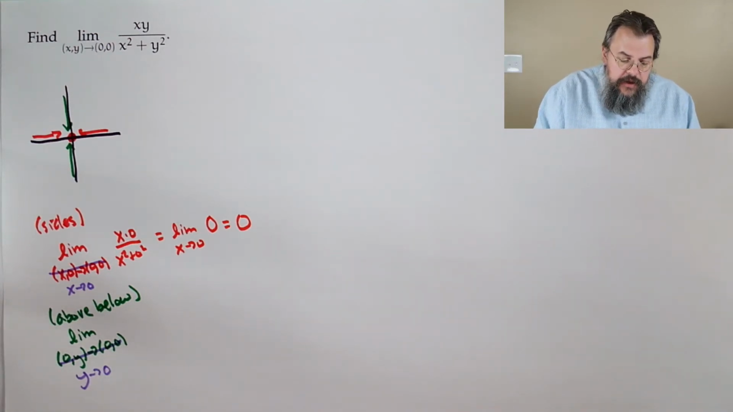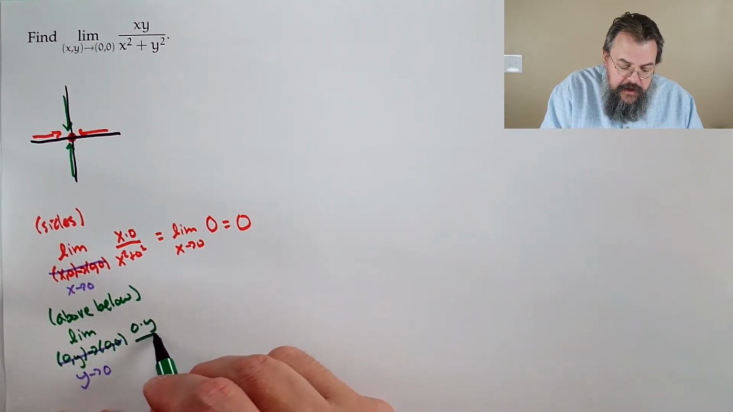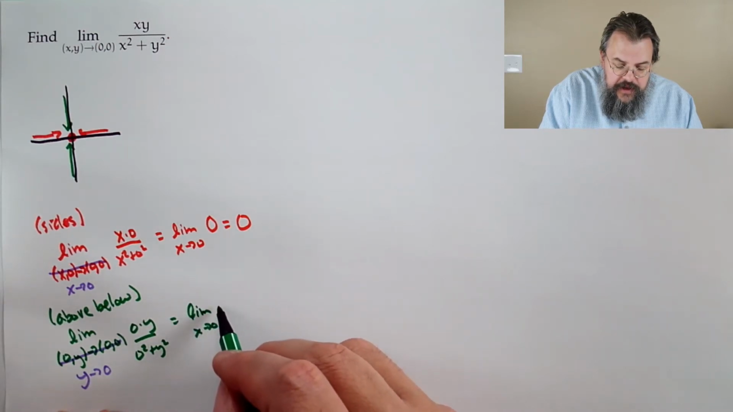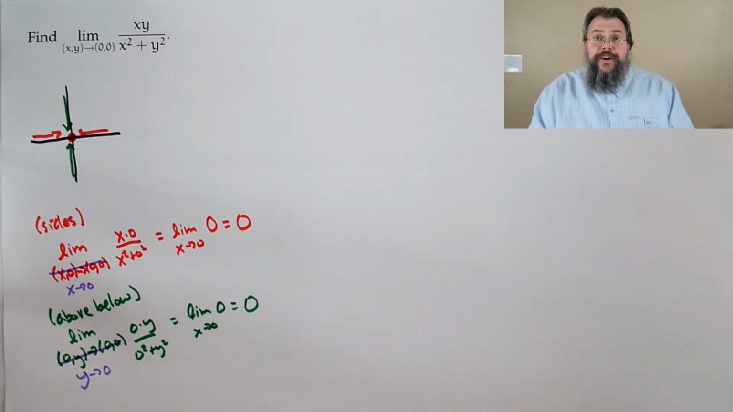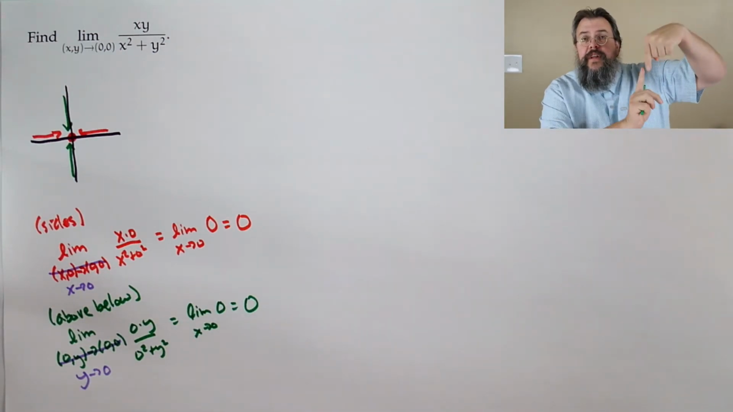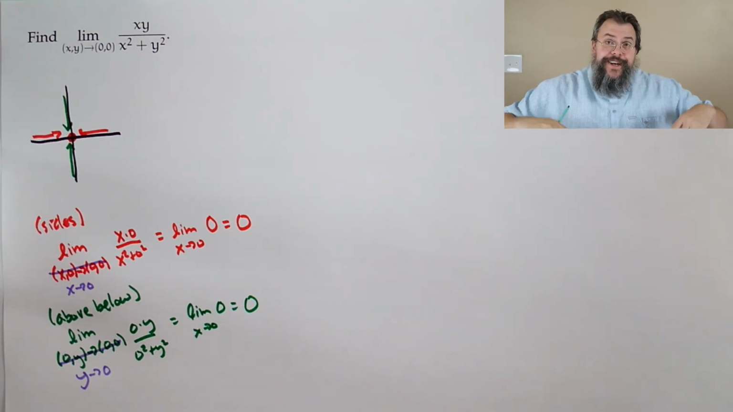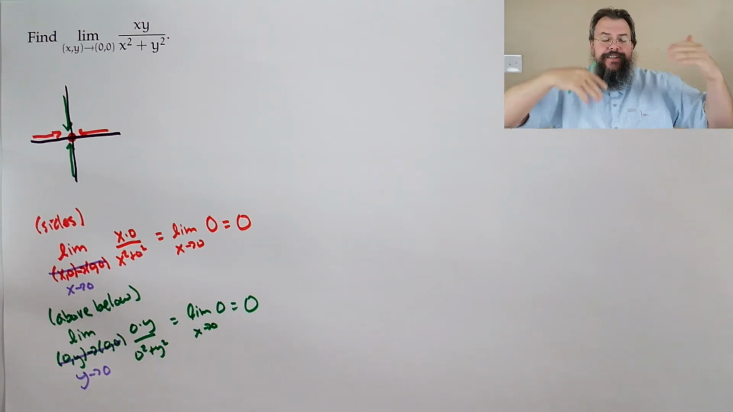And what do we get? Well, we're going to have something similar: 0 times y over 0 squared plus y squared. But it's the limit as y goes to 0 of 0, which is 0. Okay, so we now know from top and down, we're going to 0. Left and right, we're going to 0. And you're probably thinking, okay, the answer is 0, right? No, because there's all these other directions.